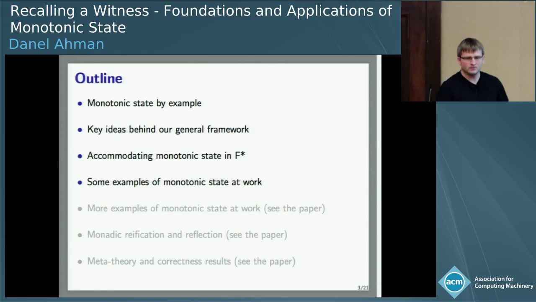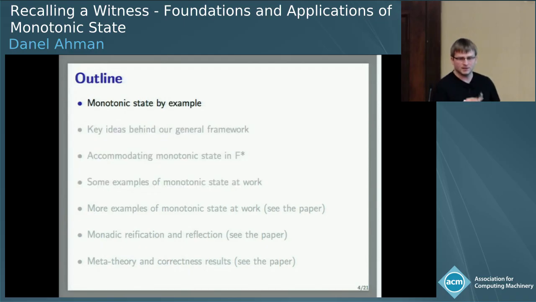So the way I'm going to try to demonstrate and back up these two claims is in the following way. I'll start with some motivating examples. Then I'll show the key ideas behind what we propose as a framework. I'll show how we accommodate it in the F-star language, but that is to say that this applies to other Hoare-style logics as well. So it's nothing really F-star specific. And then I'll show you some other examples. If you want to see more examples and meta theory and correctness results, then please see the paper.